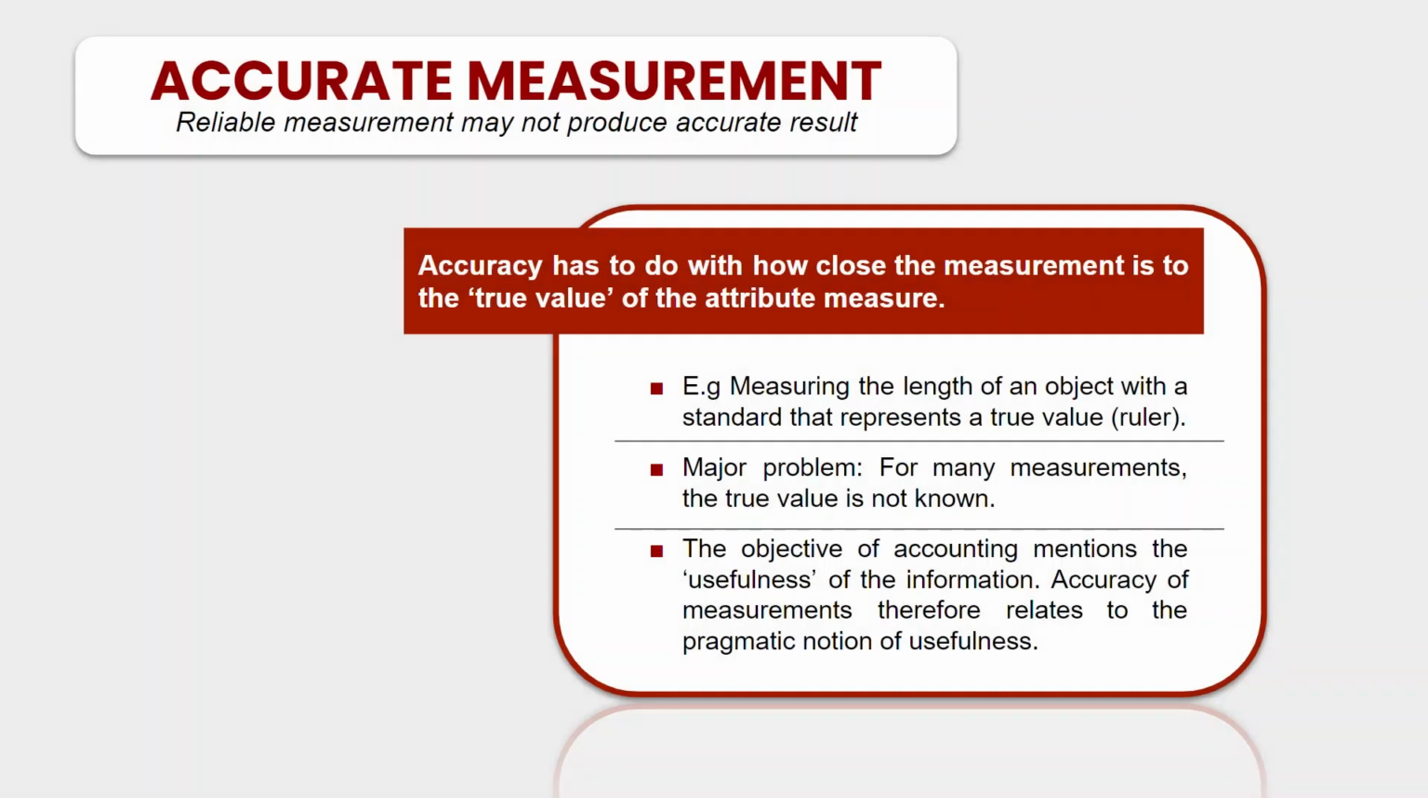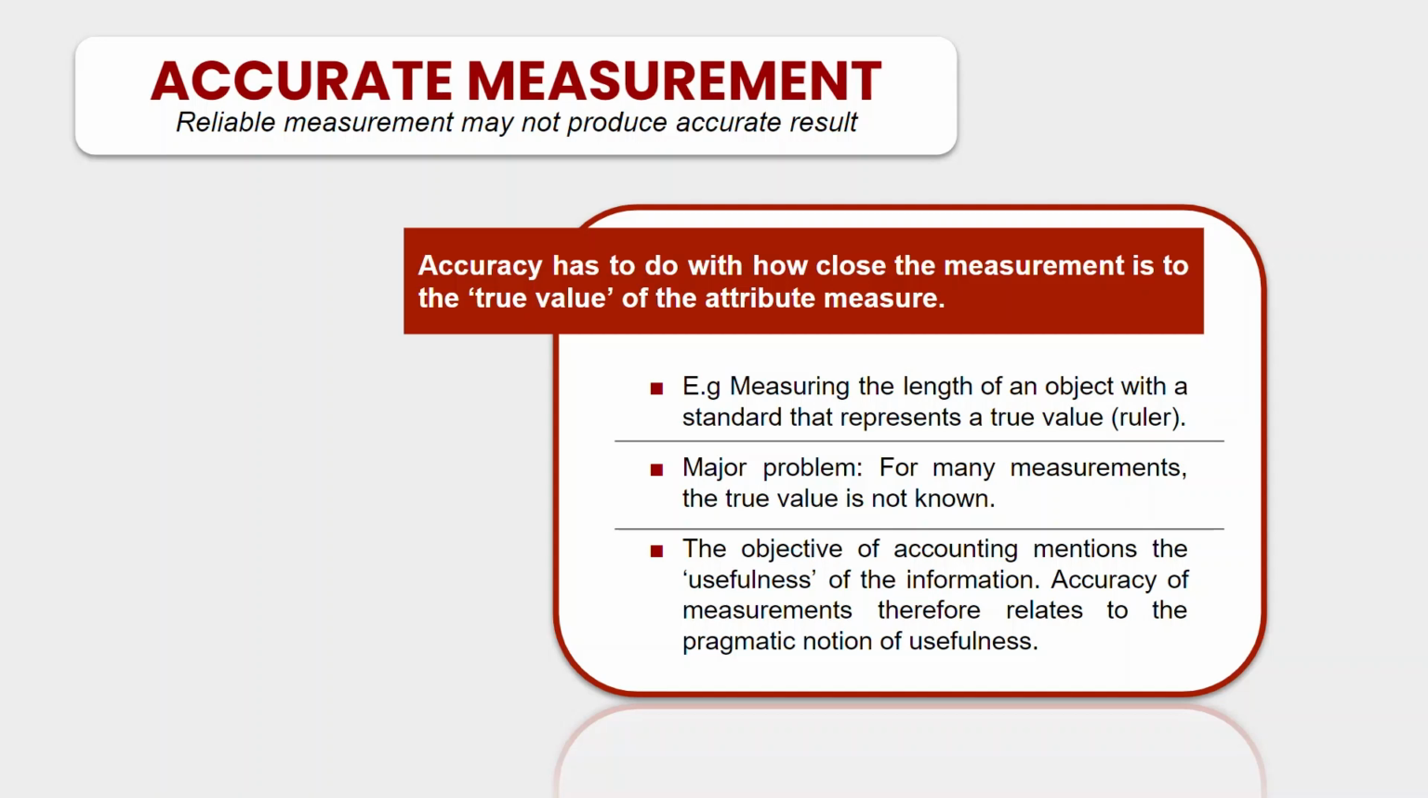Now that we understand the definition of reliable measurement, we should know that it doesn't necessarily lead to accuracy. For example, you can measure the temperature of your body many times and get the same but inaccurate result. So while reliable means consistent and precise, accuracy has to do with how close the measurement is to the true value of the attribute measured. The closer it is, the more accurate.